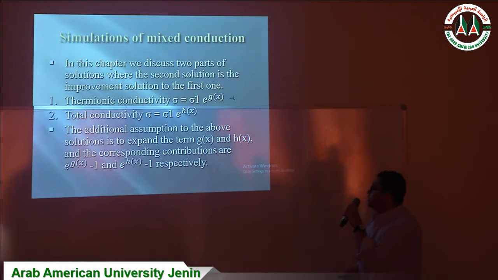Simulation of mixed conduction mechanism. We have two solutions to the problem. The first solution is thermodynamic conductivity, which is a linear combination of the thermodynamic equations, and we can write it as sigma 1 multiplied as a common factor by the exponential of g of x, where g of x is the natural logarithm of 1 plus x, and x is the contribution from the second and third conductivity to the first one. The second solution is total conductivity, which is an improvement on the first one by adding an additional term, the hopping mechanism, which is dominant at low temperature.